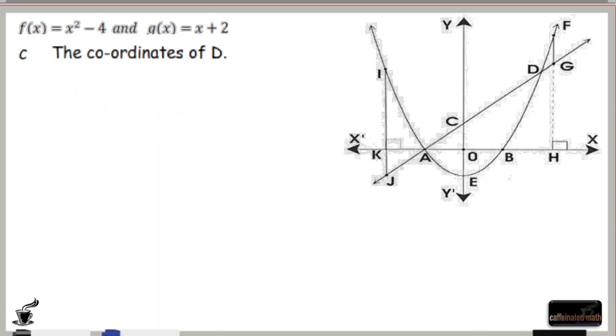Now they want the coordinates of D. What is D? Well, D is one of the two intersections of the two functions or the two graphs. So what happens here? Well, over there at D and over here at A, those points are shared between the two graphs. Let me repeat that. Those points exist on both graphs. Now that is the visual. What is the algebra of that?